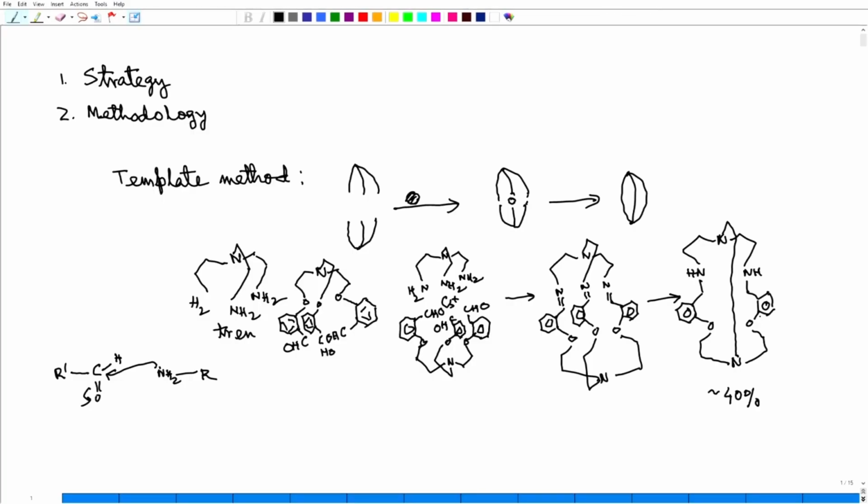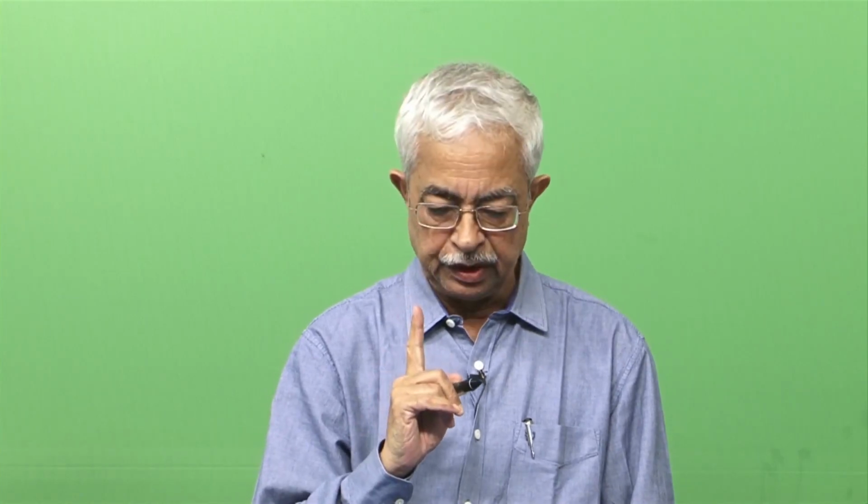get the cryptand in about 40% yield, which can be crystallized as bright colorless crystals like sugar cubes. You have seen sugar, big-particle sugar, single crystals. Here also you get single crystals, and we did the X-ray structure of that. So, that is the template method. Just remember, when you use the template method, we must choose a metal ion properly.